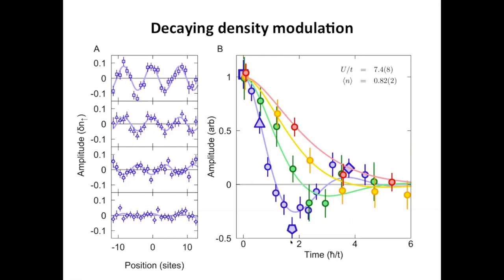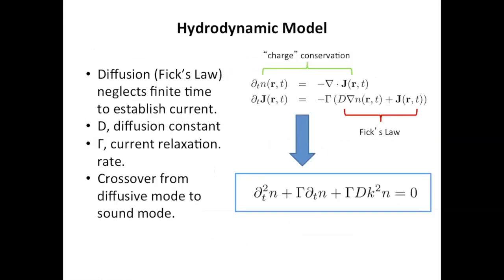So what we're seeing is some sort of crossover going from short to long wavelengths, a crossover between some sort of sound mode where we have underdamped oscillations to a more diffusive behavior at long wavelengths. So to describe what's going on here, we made a hydrodynamic model, a very simple one, where we have these two equations. The first equation is just charge conservation, and the second equation is sort of a modification of Fick's law. So Fick's law is what you would use to describe diffusion.